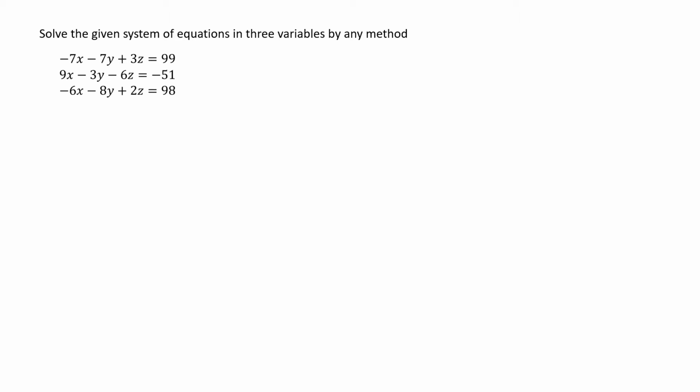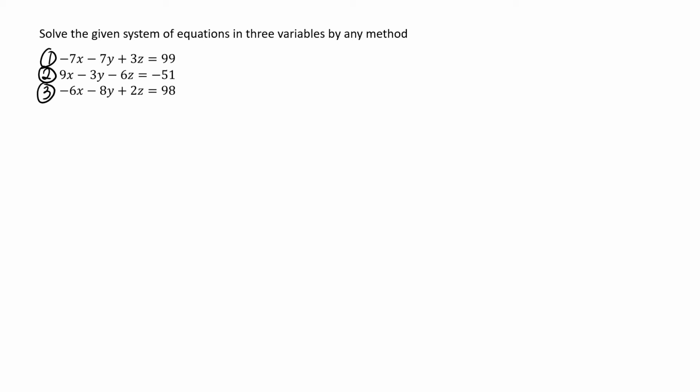Solves a given system of equations in 3 variables by any method. So first things first, I'm going to label each of them: 1, 2, and 3. Next, I want to solve these equations by any method. To do that, I need to get them down to 2 variables, and the way to do that is I'm going to choose substitution or elimination.